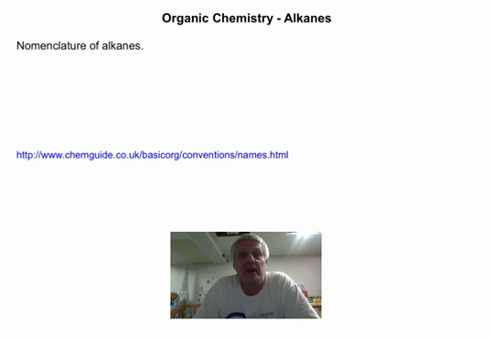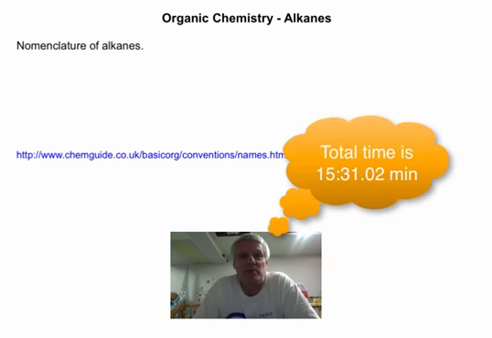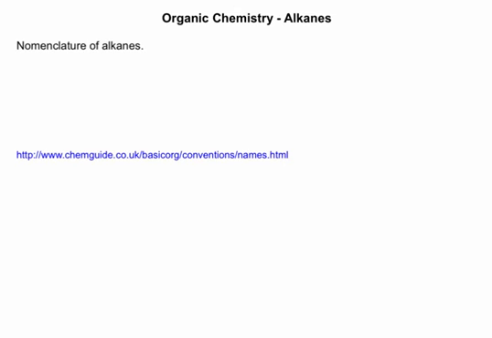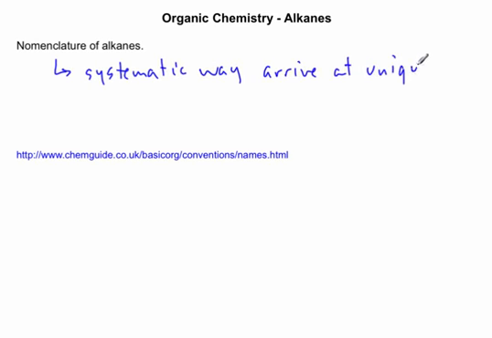So it'll take a little while to get through this video, but once we've got through this one, we know the nomenclature for the rest of the organic families. So if we remind ourselves what nomenclature means, nomenclature is this idea of a systematic way to arrive at unique names or formulae for compounds.